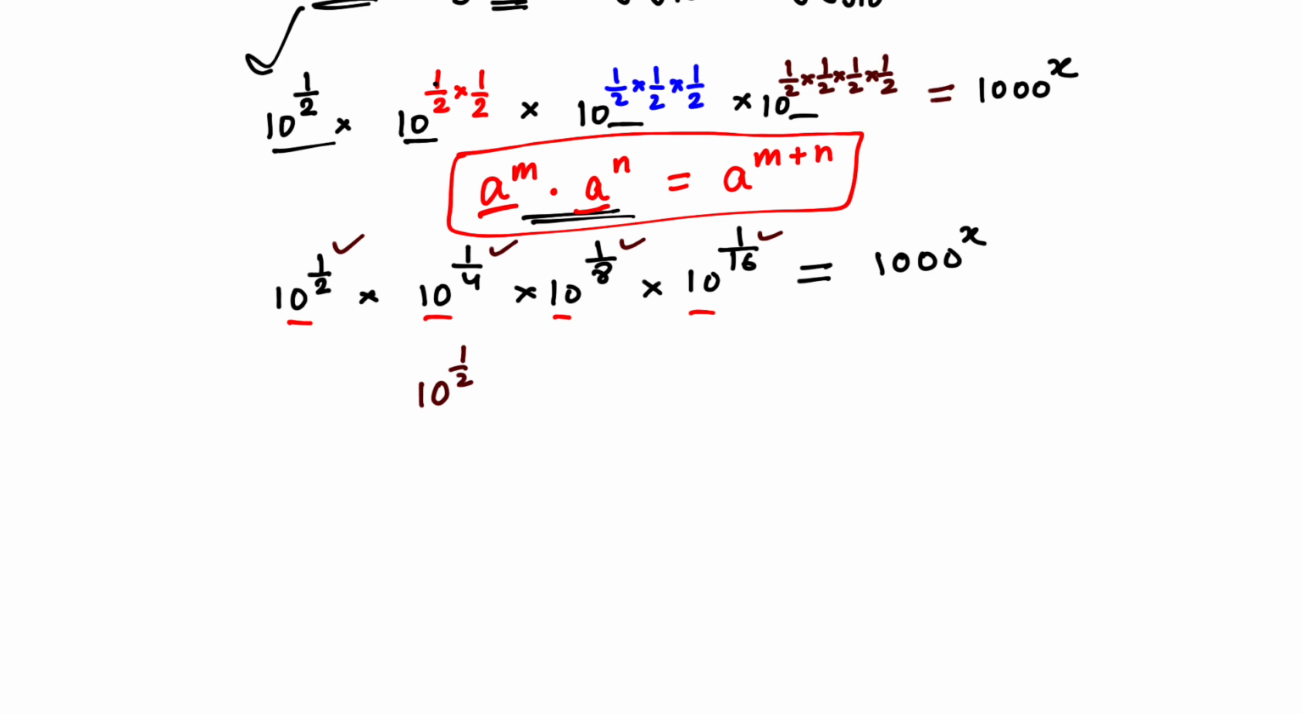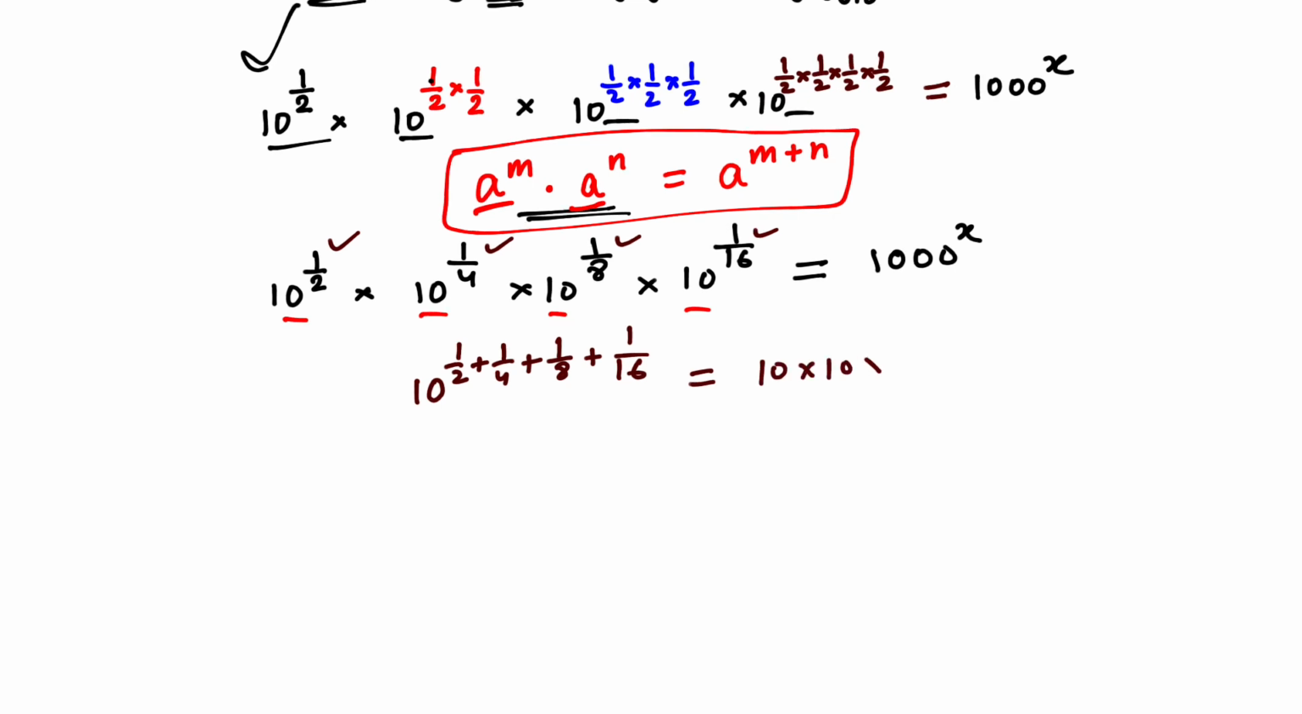So 1 by 2 plus 1 by 4 plus 1 by 8 plus 1 by 16. And that is equal to 1000 raised to the power x. So 1000 can be written as 10 into 10 into 10 raised to the power x. Right? So the left hand side becomes, now we can add 1 by 2 plus 1 by 4 plus 1 by 8 plus 1 by 16. This addition is actually 15 by 16. You can try it by yourself. And that is equal to, now 10 is 3 times, that means 10 is raised to 3 and then the whole term is raised to x.